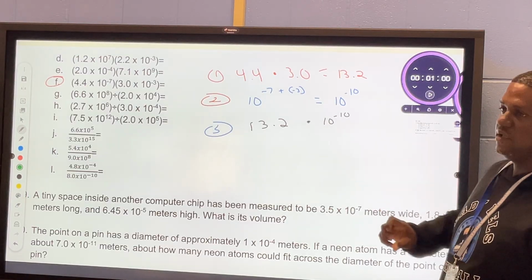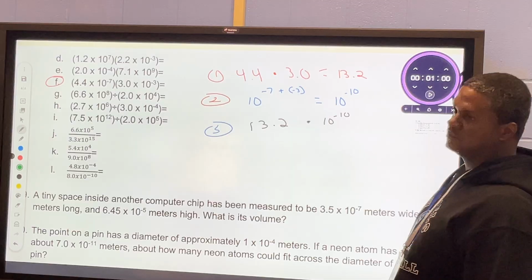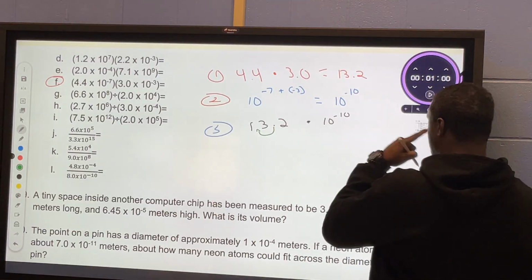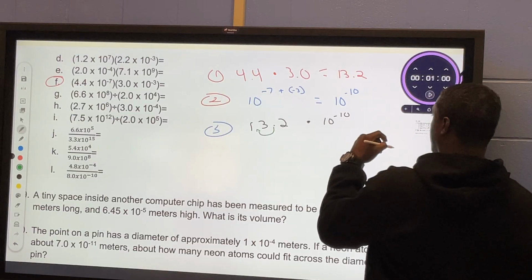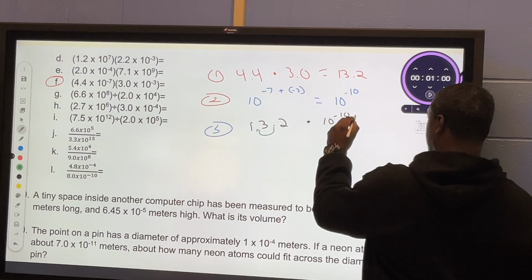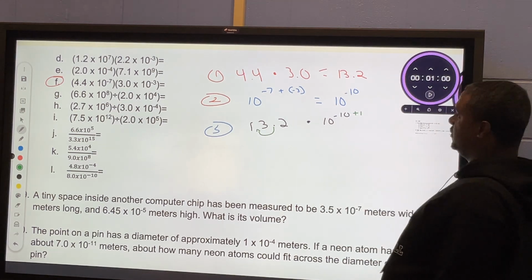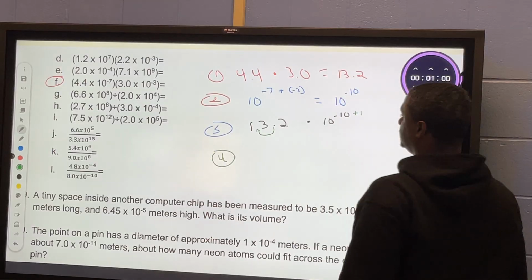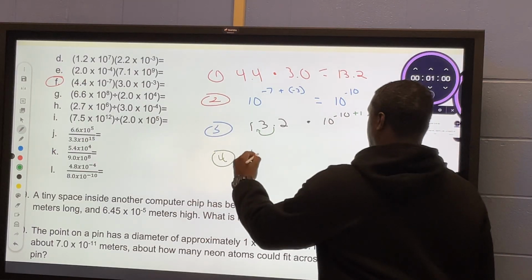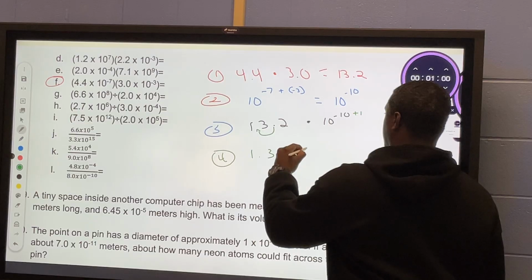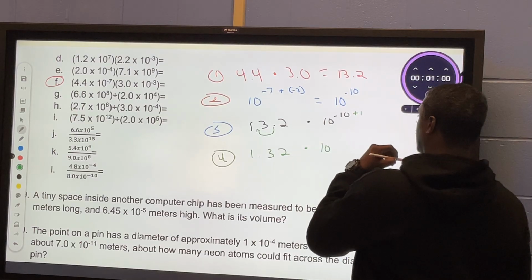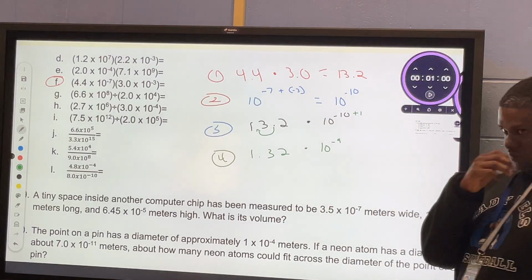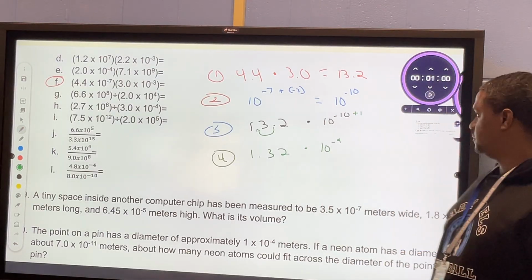How do I make it less than 10? You move the decimal point to the left, one place. So I have to make the exponent bigger. How do I do that? Add 1. So my new number is 1.32 times 10 to the negative 9. The smaller the negative, the larger the number.